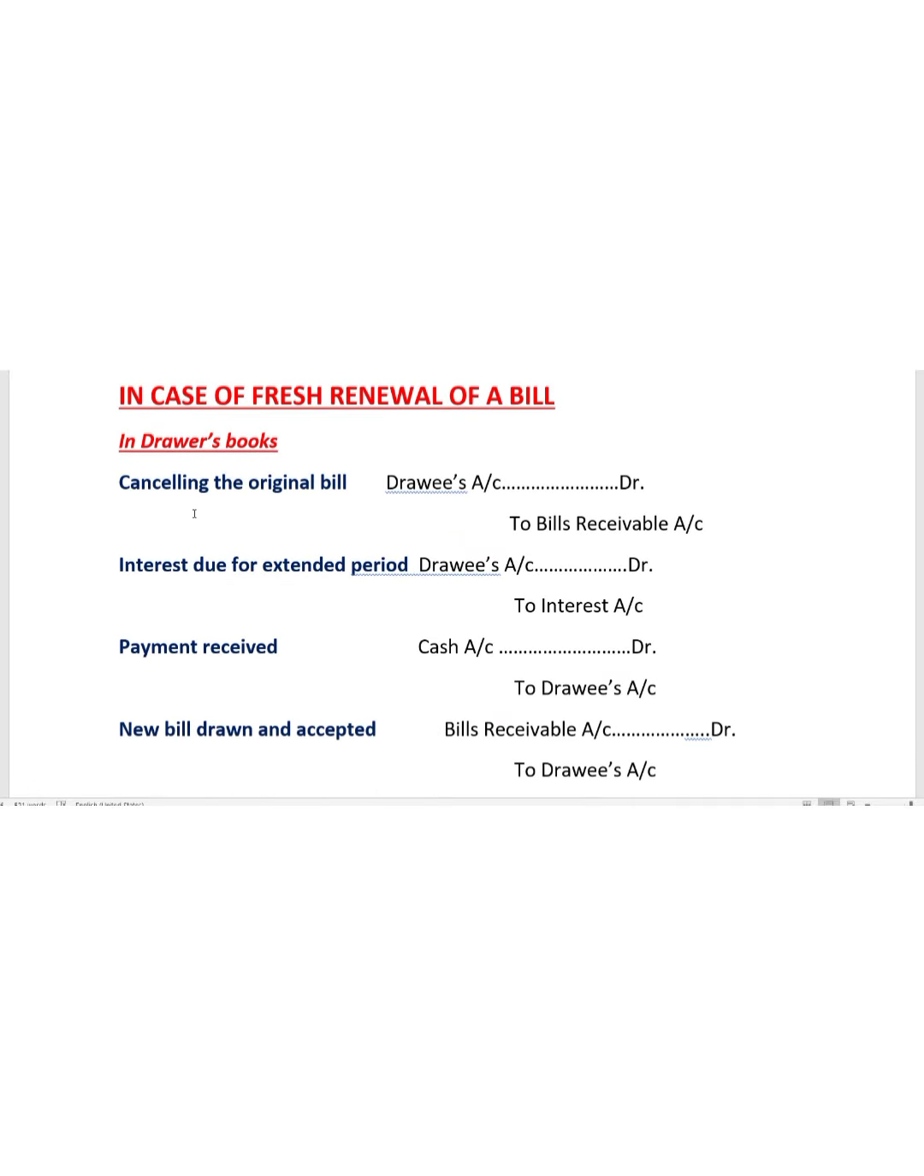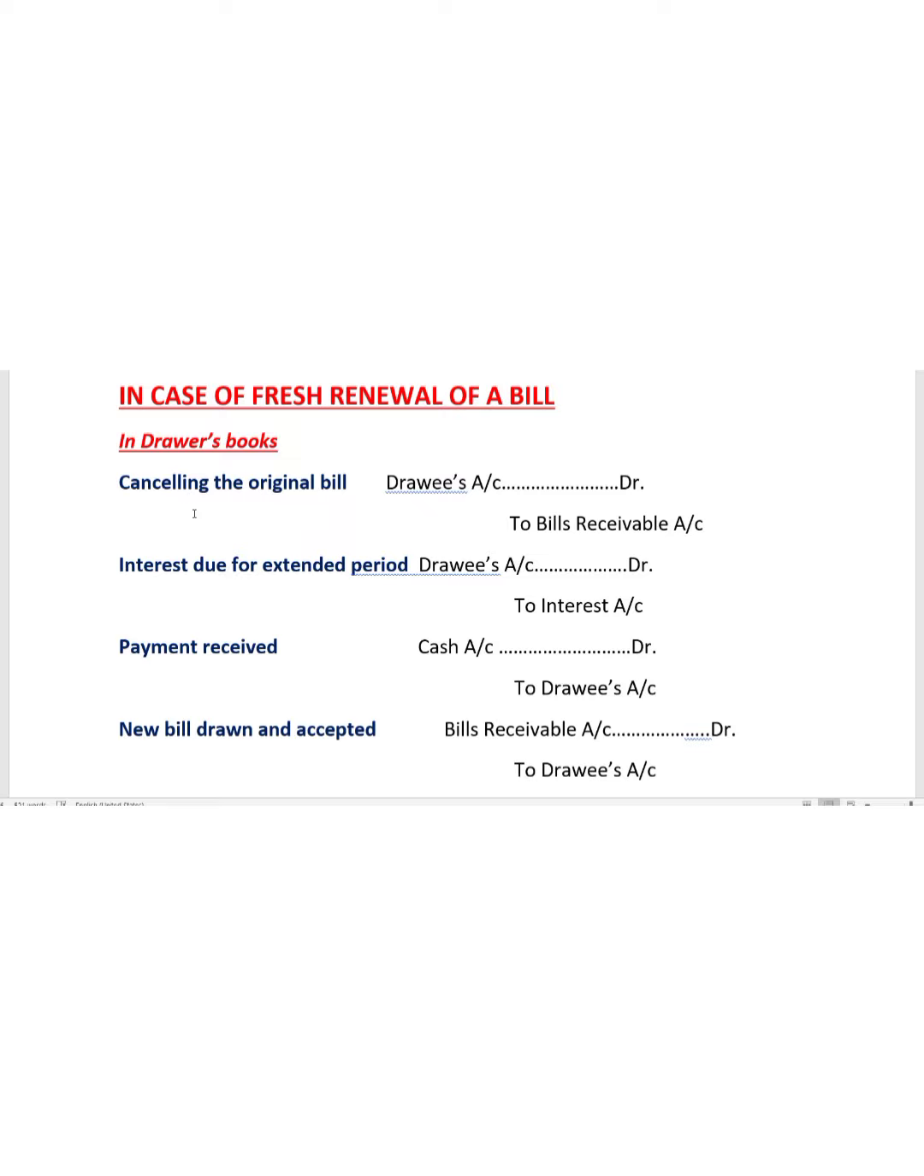Next, after dishonor, what will happen? You have to cancel the original bill. You have to make a new bill. So in case of fresh renewal, when the original bill got dishonored, what entries will be passed? First entry will be passed in drawer's book, that is cancelling the original bill. Whatever entry you passed for acceptance, that entry will just reverse. Drawee's account debit to bills receivable account. This entry will pass for cancelling the original bill which got dishonored.